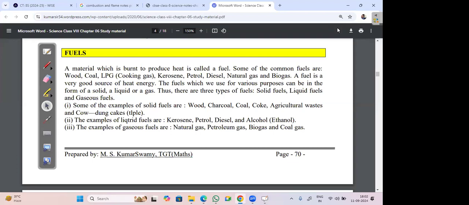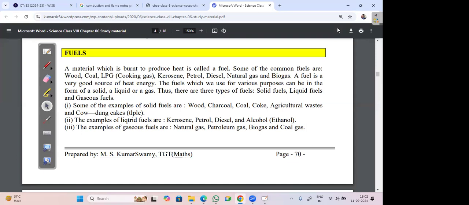Okay, tell me some examples of solid fuels. Sir, wood, cow dung. Sir, and charcoal, coal, like that, sir. Okay, very good.